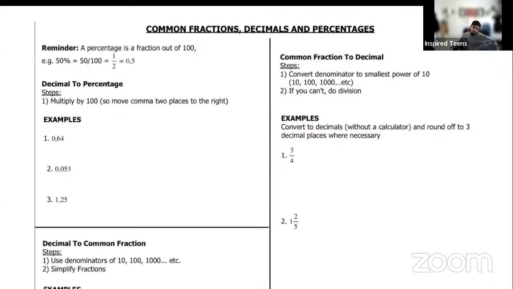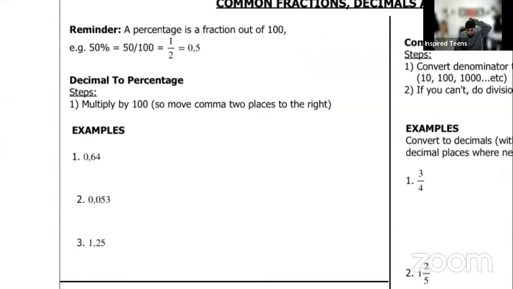Okay, let's have a look at this. Common fractions, decimals, and percentages. Converting from one to the other and all of that, right? Let's look at this. Decimal to percentage. A reminder, a percentage is a fraction out of 100. Example, 50% is equal to 50 out of 100, which is equal to a half, which is equal to 0.5. So all of these are actually the same thing. They are equal. They are 100% equal.